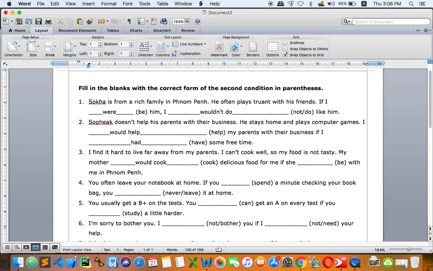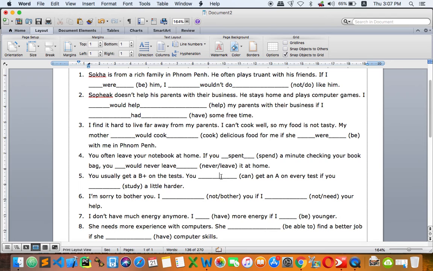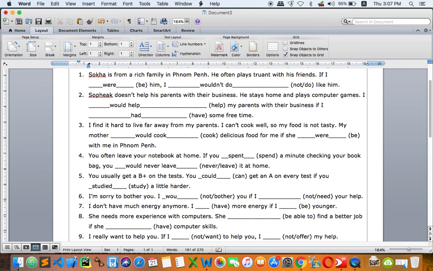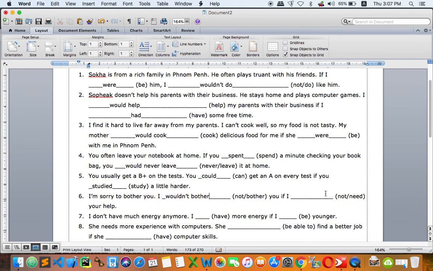Next one, my mother is the main clause, so would cook, and then you can say if she were me. Because for to be we have to use were with all the subjects to make it formal. And here, if you spent, there's an if clause, so you have to use past simple, would never leave. And this one, we use modal can, then we can change it to could. So we have the verb already, you don't need to say could get again, and then past simple, studied. Next one is a main clause, wouldn't bother, and then if I, past, did not need.